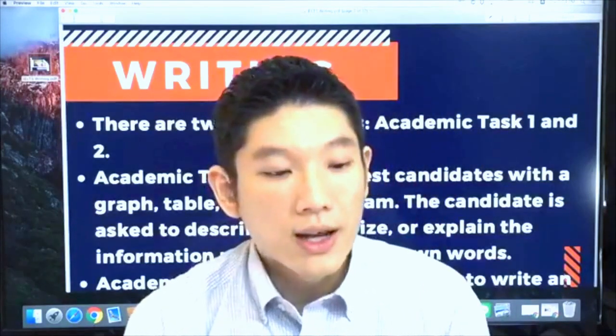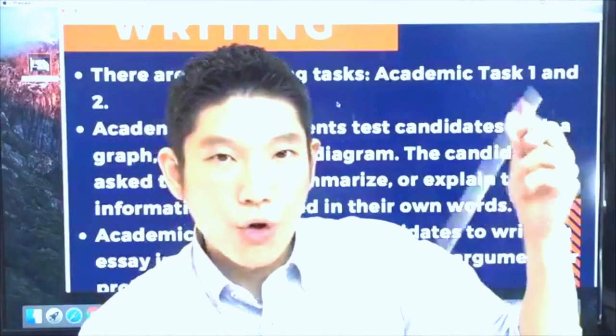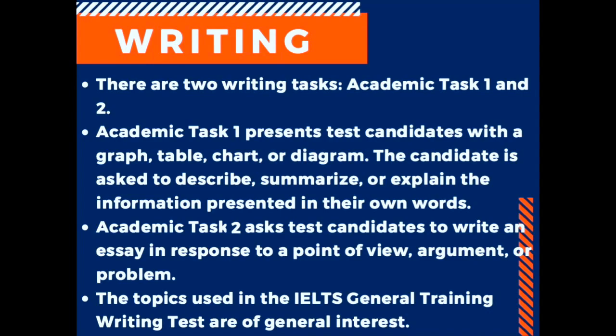And as I said before, academic task 1, let me get my trusty pointer out. Okay, academic task 1 presents test candidate. Okay, can you see clearly? Why don't I move this here and let me shrink it a bit so it'll be easier for you to see. Okay, now I'm not blocking you, right?